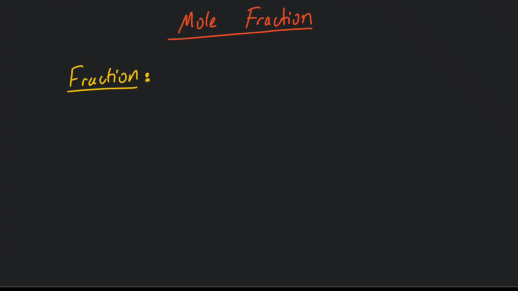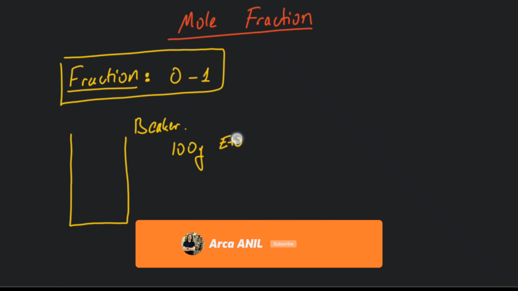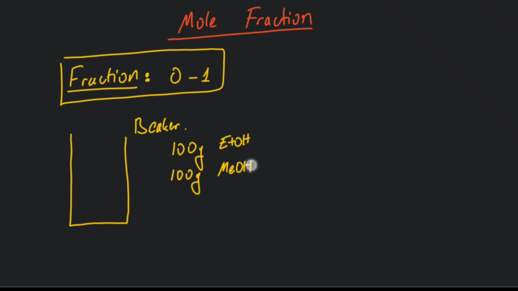So when you say fraction, it means that it changes between 0 to 1. So this is the meaning of the fraction. A fraction cannot be bigger than 1 and cannot be smaller than 0. And consider a beaker, and we have 100 grams of ethanol, 100 grams of methanol, and 100 grams of, for instance, toluene.